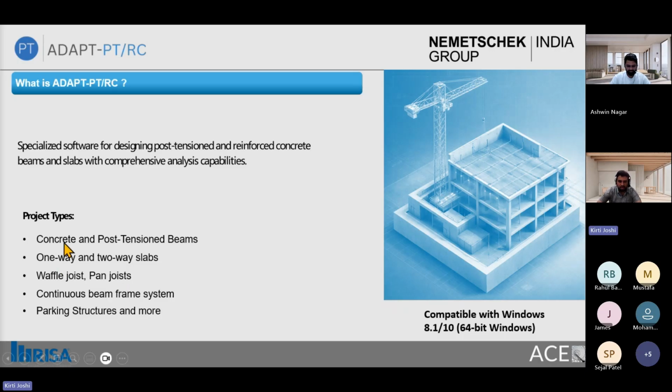As seen on the slide, you can carry out different types of projects in ADAPT PTRC, including reinforced concrete and PT beams. It may be one-way or two-way slabs, waffle and pan joist, as well as continuous beam frame systems.